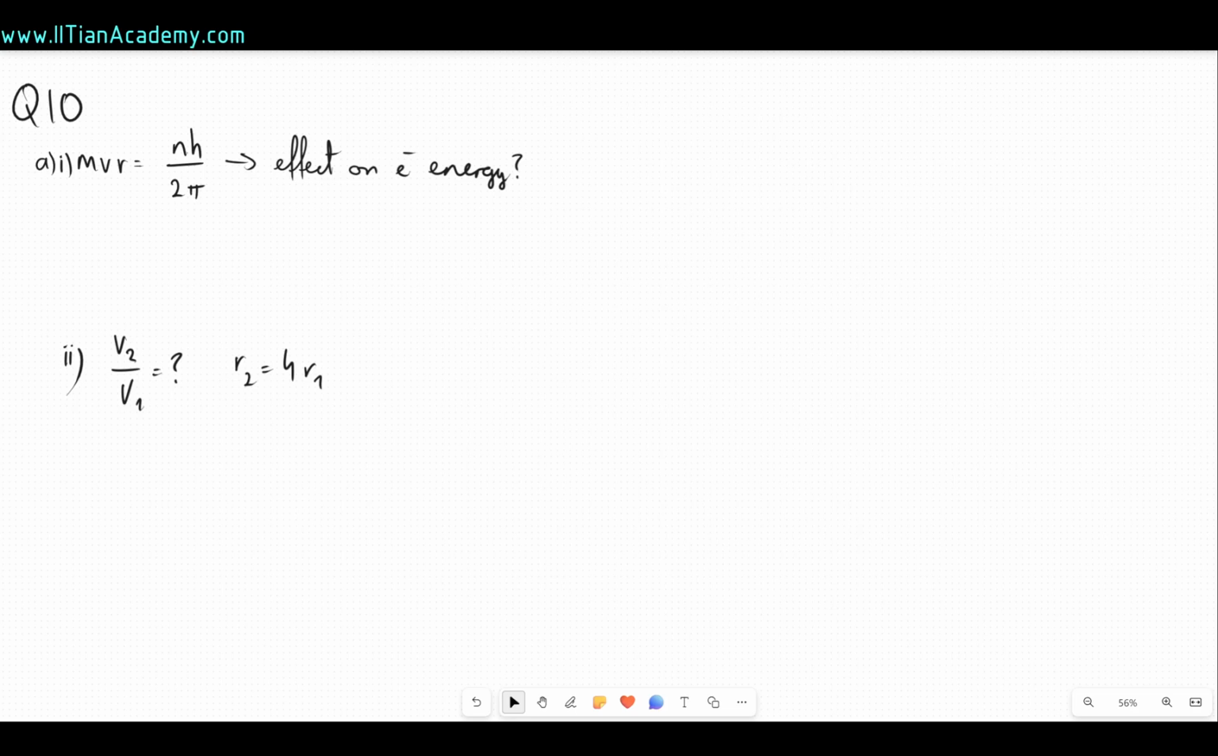So in question 10a, we're given that for the Bohr model of the hydrogen atom, angular momentum is quantized. We need to outline what effect this has on the electron energy. So what that means is that the angular momentum in orbit, nh over 2π, is quantized, meaning that it can only take specific values because n is always an integer and h over 2π is always a constant. So if n can only be a positive integer, it means that it is quantized, and therefore energy is also quantized.